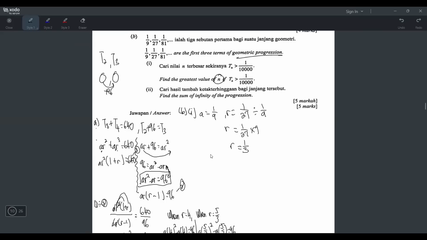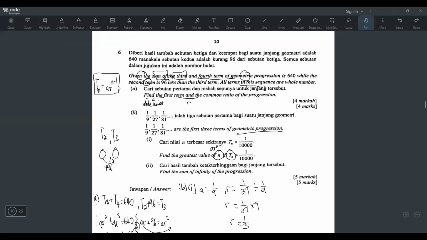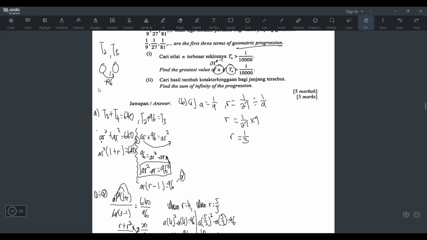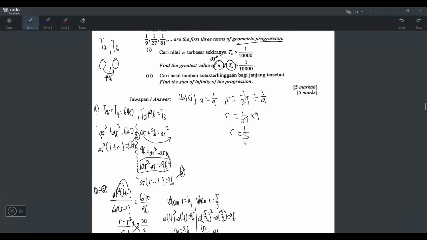So use the Tn formula. The Tn formula is AR power n minus 1. I already explained it just now, up here. So I will do it now. I will straight away write AR power n minus 1 greater than 1 over 10,000. I already have my A and R, right? So let's replace the A with 1 over 9, and then the R is 1 over 3, and the 1 over 3 has to the power n minus 1, right?